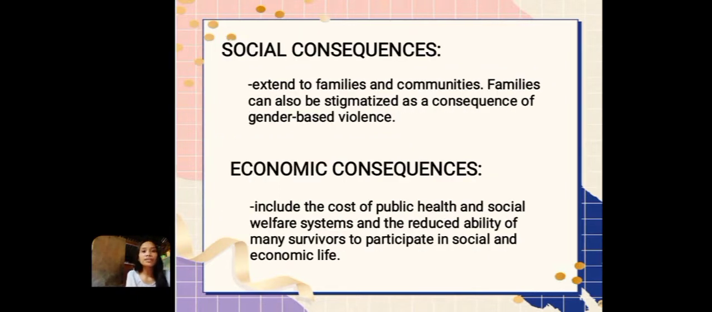While the social consequences extend to families and communities. Families can also be stigmatized as a consequence of gender-based violence. So what is stigma in the family? It refers to blame, shame, and contamination. The most frequently cited effects of stigma on ill relatives were damage to self-esteem, difficulty making and keeping friends, difficulty finding a job, and also damage to family relationships.